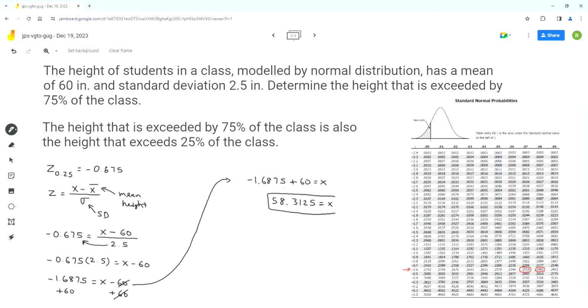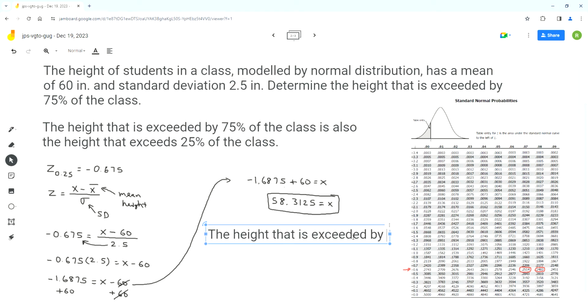Now we can round our answer as per the given rounding instruction in the closing statement, and we can also use the given unit. So the closing statement can be: the height that is exceeded by 75% of the class is 58.3 inches. I rounded my answer to 1 decimal place.